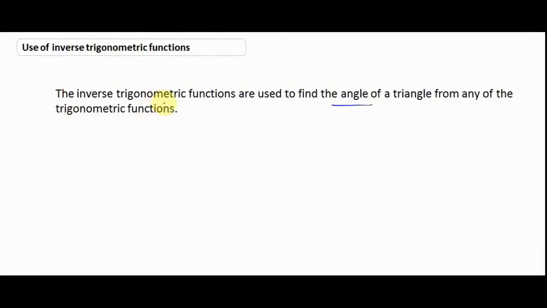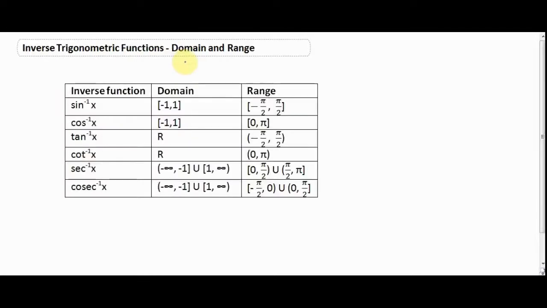Now let's have a look at the domain and range of inverse trigonometric functions. Sine inverse of x will have a domain of -1 to +1, and it will have a range of -pi by 2 to +pi by 2. So if you write sine inverse of x equal to theta, then x can take values from -1 to +1, and theta will take values from -pi by 2 to +pi by 2. So that is what domain and range stand for.